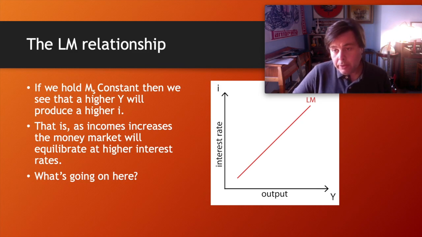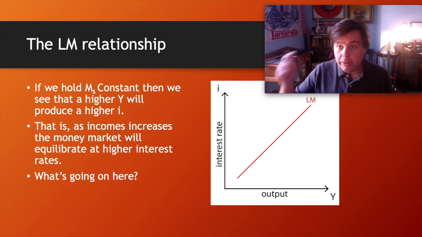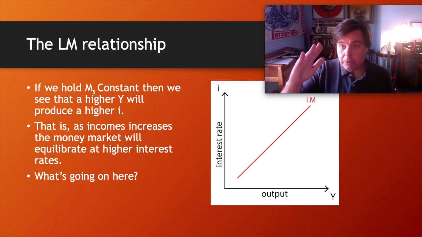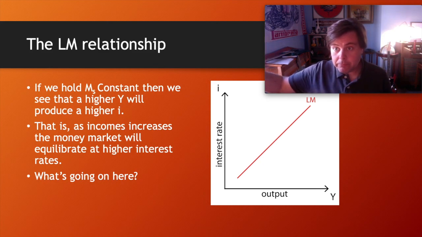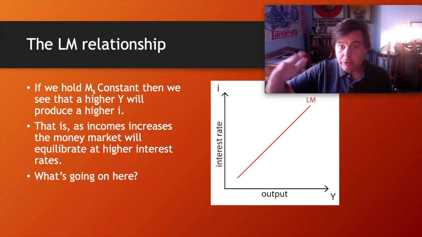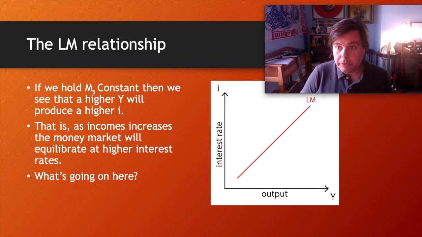So why is there this positive relationship in financial markets between I and Y? Well, as Y goes up, all things being equal, there's more demand for money. So go back to that last slide. As Y goes up, that money demand function continues to shift off to the right. And then you can see what happens to interest rates. So we get a positive relationship between the two.